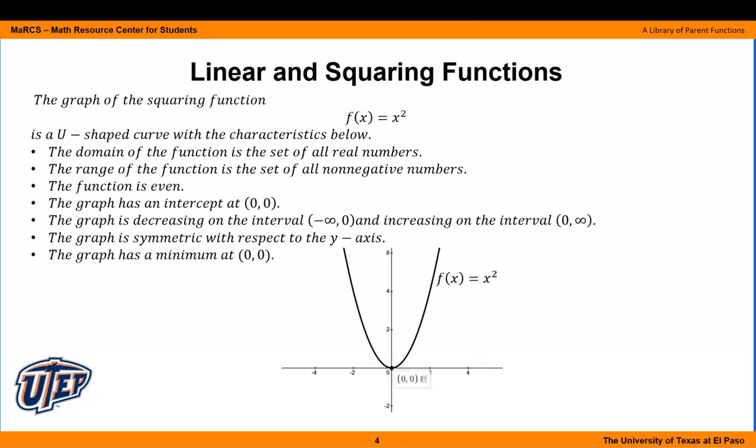Now we look at the squaring function. F of x equals x squared. This creates a U-shaped graph called a parabola. Some important features are that the domain is all real numbers. The range is only non-negative values, and it has a minimum at (0, 0). And lastly, it is symmetric about the y-axis. Why symmetric? Because negative numbers become positive when squared.